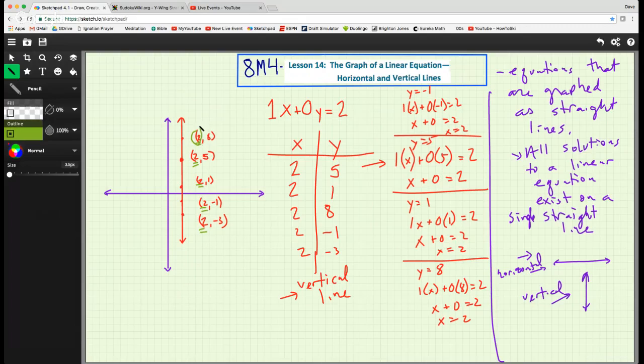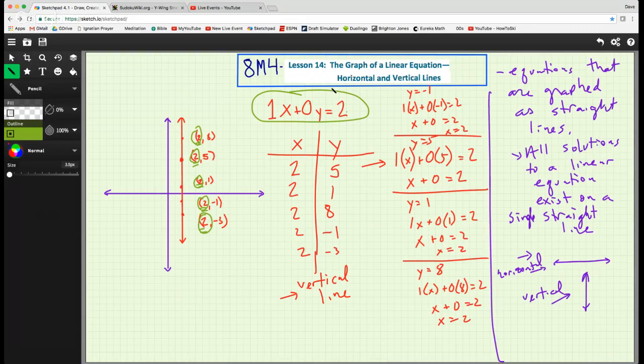Very interesting. So we know this is a linear equation here because we don't have any exponents for our x and our y, so that's an implied exponent of 1, which makes it a linear equation. And because we have this interesting thing where the coefficient of x or y is 0, we end up with this interesting phenomenon that we have a vertical line.